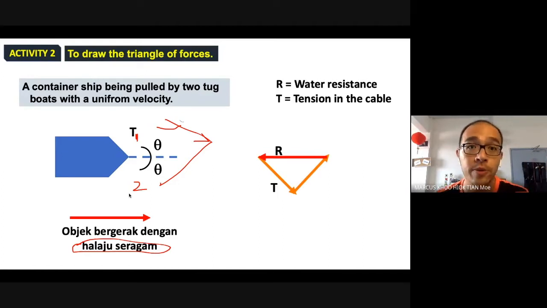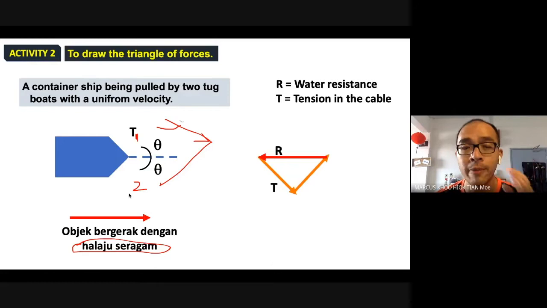Okay, keseimbangan daya. When the forces are in equilibrium, there are two possible explanations. Saya banyak kali sudah sebut ini, saya harap kamu tidak akan lupa lah. Number one, the object is stationary. Dia tidak bergerak. Number two, the object is moving, but it is moving with a uniform velocity. Okay, no acceleration. The forces are still equal, still in equilibrium, cuma dia boleh bergerak.